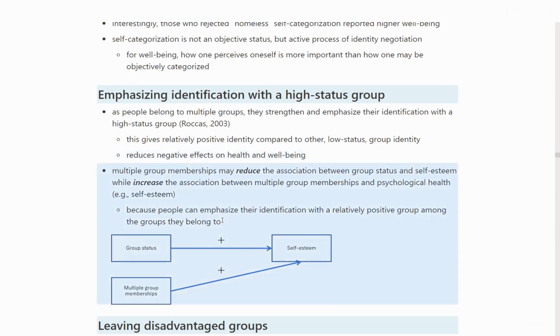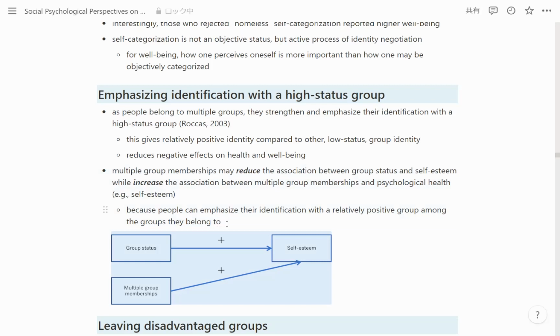So multiple group memberships may reduce the association between group status and self-esteem, while increasing the association between multiple group memberships and psychological health, such as self-esteem. And this is because people can emphasize their identification with a relatively positive group among the groups they belong to. And this is an illustrative figure of what I have just said.